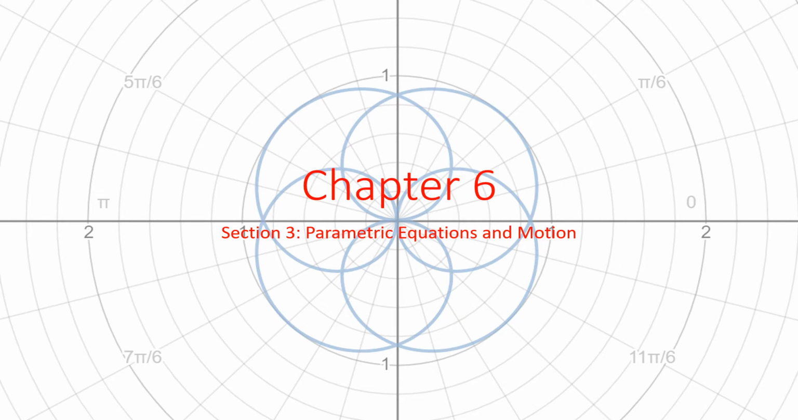Welcome back to the third section of Chapter 6. In this section, we're going to step away from vectors, although they're still going to be here, and we're going to take a look at parametric equations and motion. We have actually seen this a couple times already this year, but now we're going to look at it with a little bit of vectors and a little bit of trig involved as well.